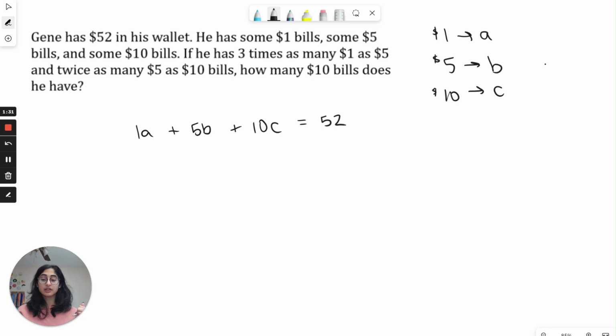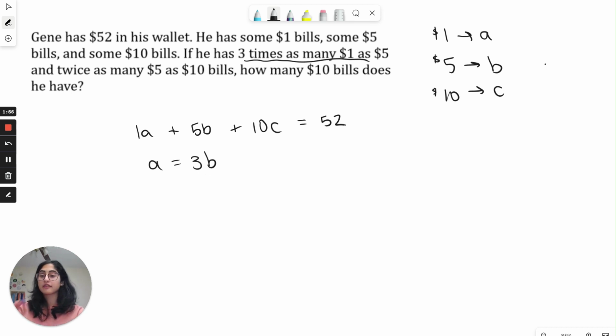Next, we want to represent the relationships between the amount of money for each bill. So for example, it says Gene has 3 times as many $1 bills as $5 bills. So that means A is equal to 3 times B, right? Because the quantity of $1 bills is 3 times the quantity of $5 bills.